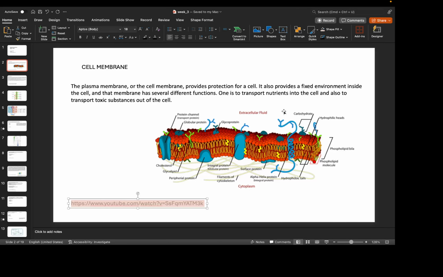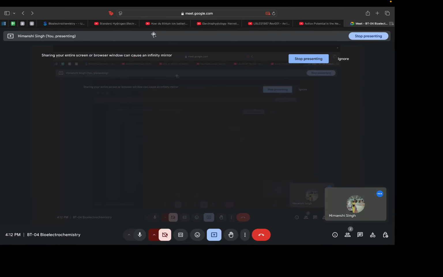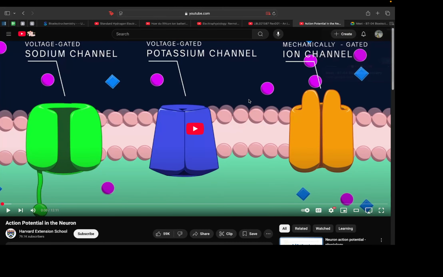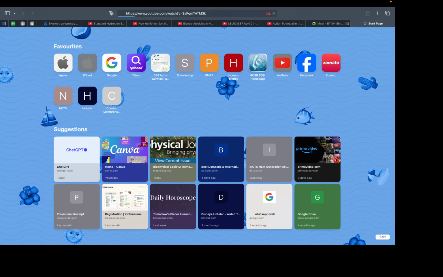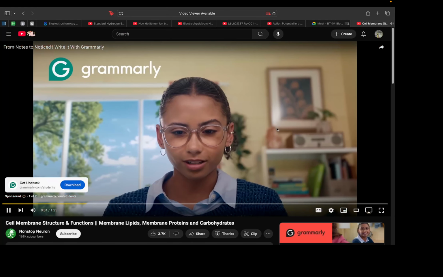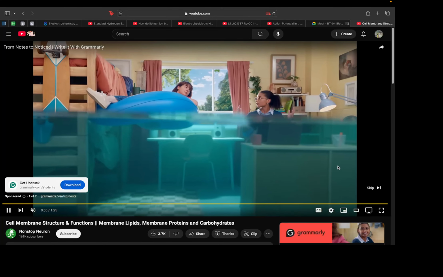cell membrane. Let us go to, okay, I guess, let's go to the brief description of the cell membrane and see what it exactly means. I knew I was underwater. Just give me 1 minute.